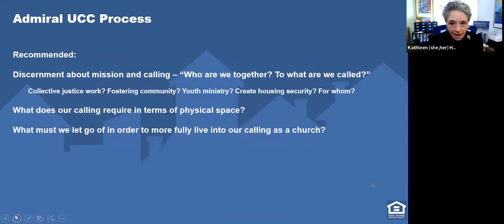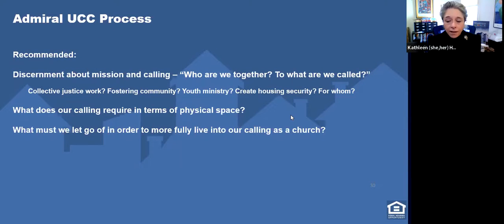Given that, subsequent to our creating this proposal, there have been a number of questions and concerns raised. I'm putting on my former hat as church consultant and saying what we need from you is a sense of your clarity about discernment, about mission and calling. And the fundamental question that we need at Homestead and Edge to hear is: who are we together, and to what are we called as a body of Christ?